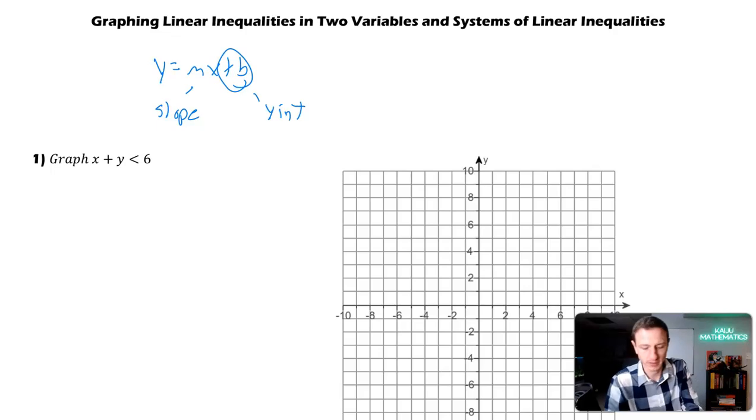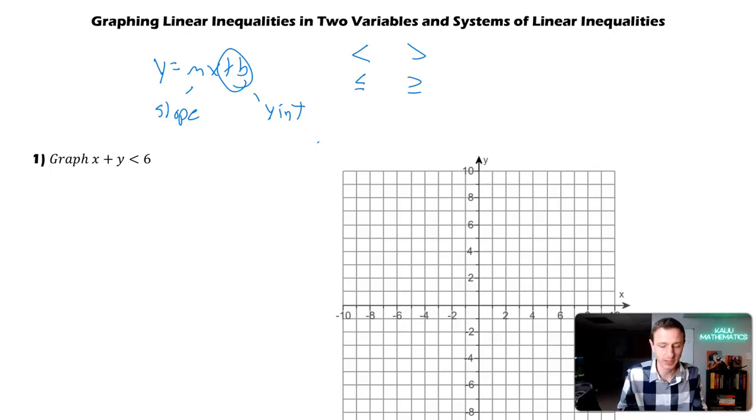The difference comes in when you have an inequality like less than, greater than, less than or equal to, or greater than or equal to. The difference is going to come in with the line, and then there's some shading that has to happen to identify the solutions, because with inequalities the solution could take on a lot more values than just a single point. So there are some solutions that we have to highlight.